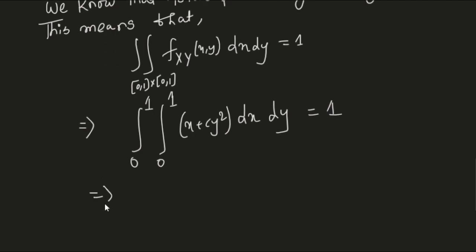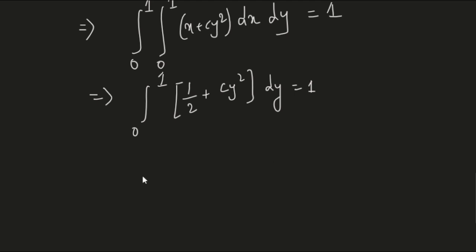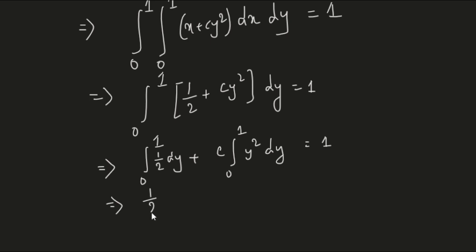Now the inner integration turns out like this, with respect to the variable x. Obviously the integration of x from 0 to 1 is 1 by 2, and c y square just remains as c y square dy equals 1. Then again we have the integral from 0 to 1 of half dy plus c times the integral from 0 to 1 of y square dy equals 1. Now this gives us 1 by 2 plus c times y cube by 3 from 0 to 1, right? Because the integration of y square is basically y cube by 3.